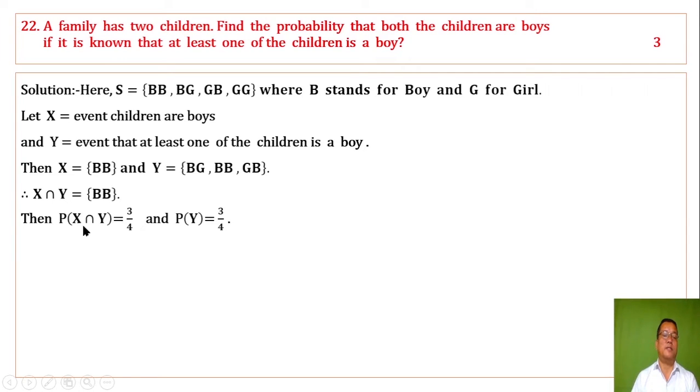Then P of X intersection Y is 1 by 4 and P of Y is 3 by 4. Therefore, P of X given Y is P of X intersection Y by P of Y. Putting their respective values and solving, we get 1 by 3. This is the required probability.